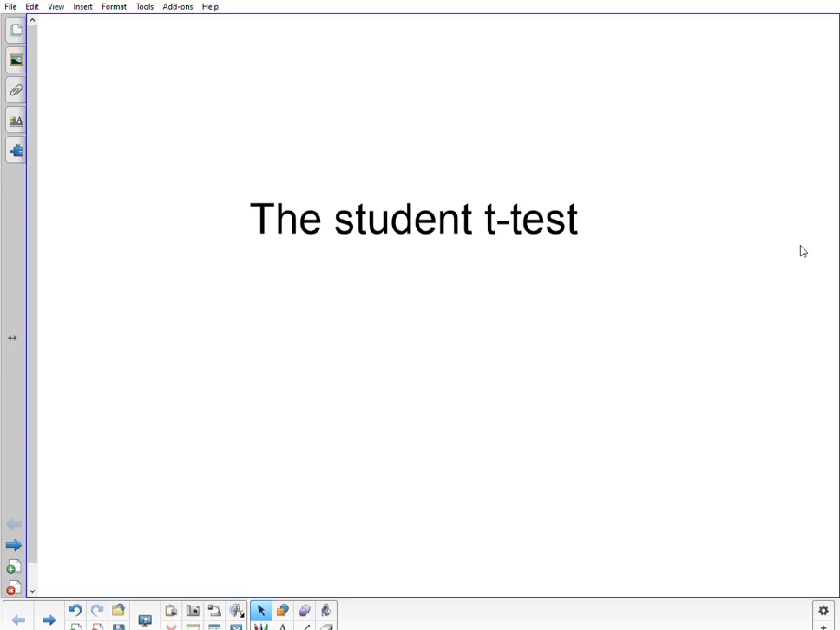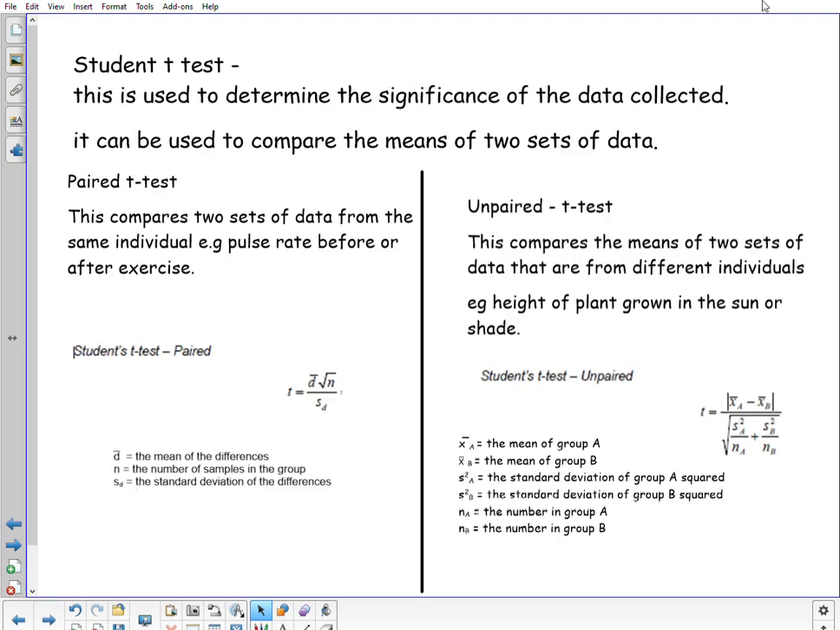Okay, hello and welcome to video 2 on statistical testing in biology. And today we are looking at the student t-test. Now, the student t-test is used to determine the significance between two sets of data that is collected. And there are two different types of student t-test. There is what we refer to as the paired student t-test and the unpaired student t-test.